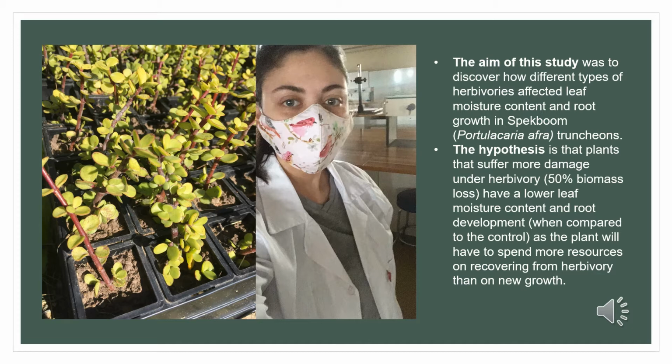The hypothesis is that plants that suffer more damage under herbivory, which was the 50% biomass loss treatment, would have a lower leaf moisture content and root development when compared to the control, as the plant will have to spend more resources on recovering from this significant herbivory rather than on new growth.